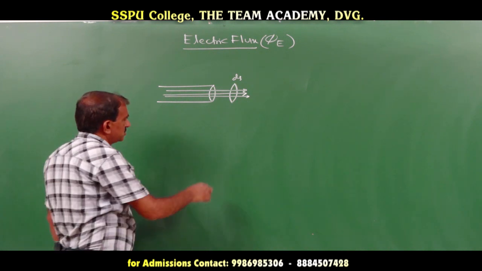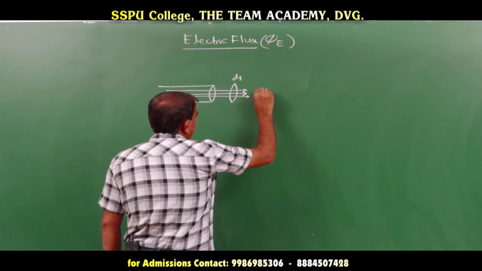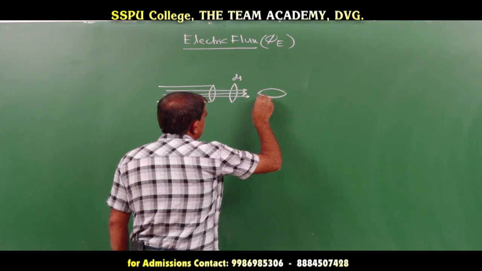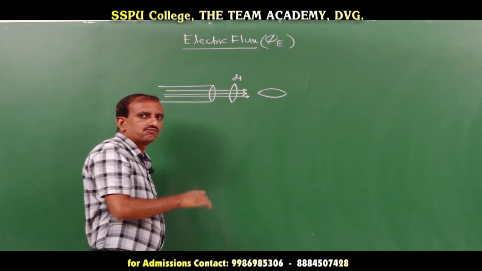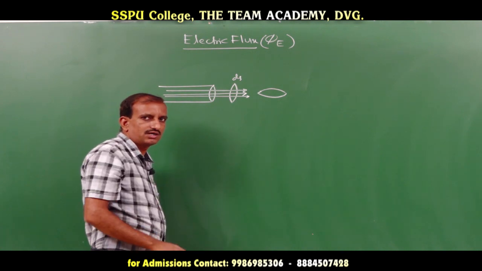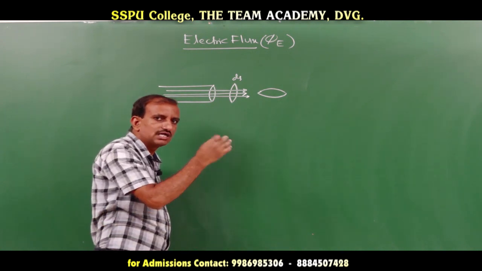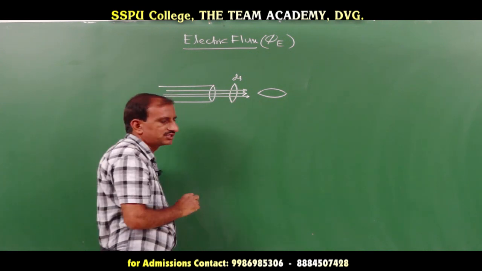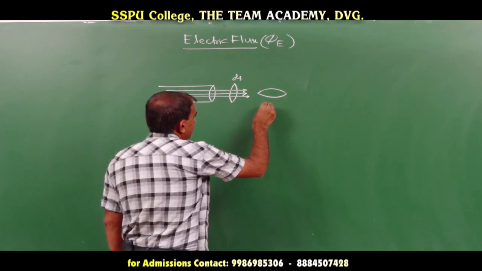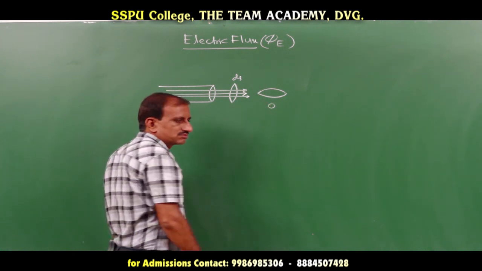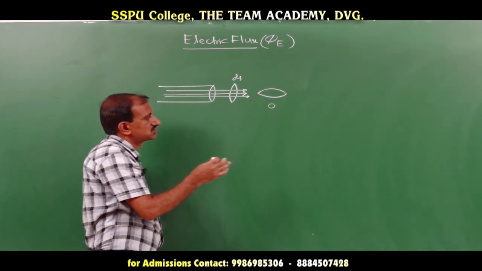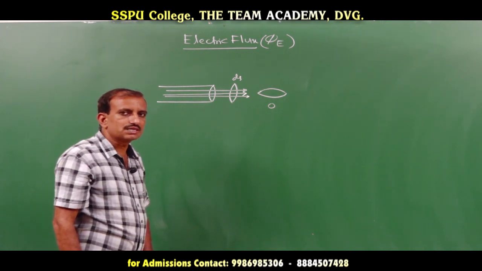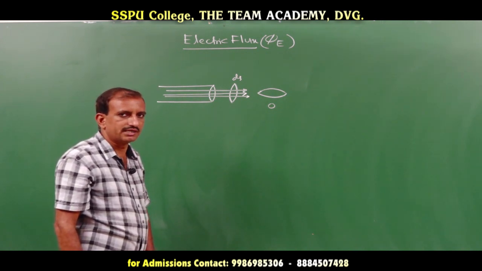Suppose we hold the metal ring like this. Now what happens? The water flows on the ring, water particles fall on the ring, but no water flows through the ring. Therefore, the water flux is equal to 0. No flux passes through the ring, that is, no electric field lines pass through the ring.